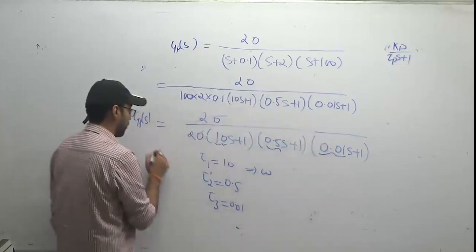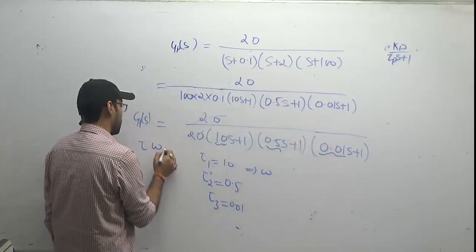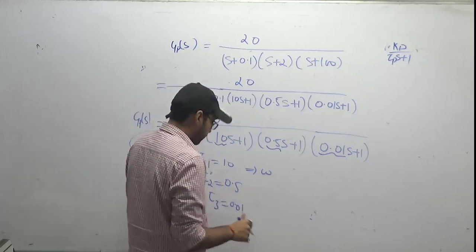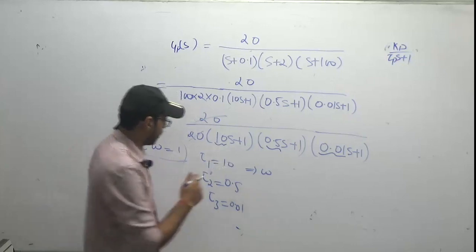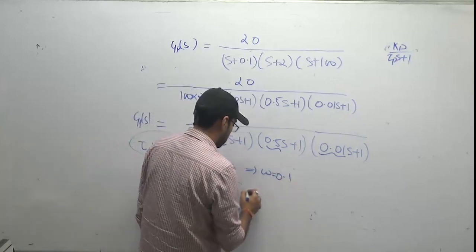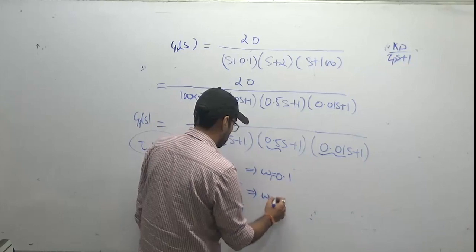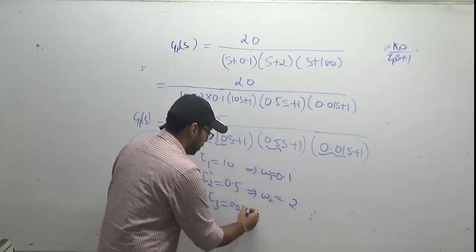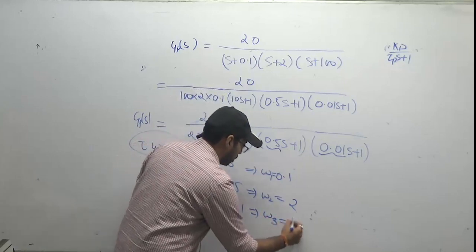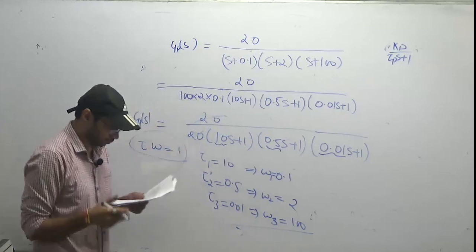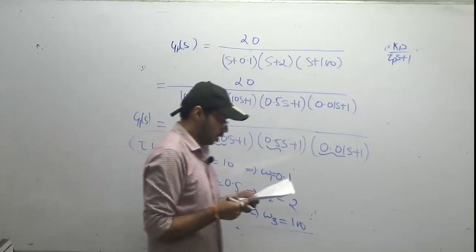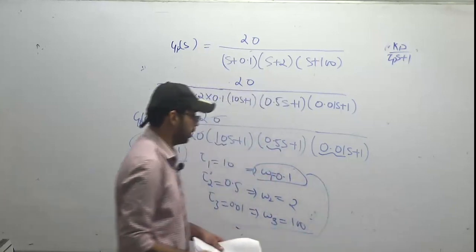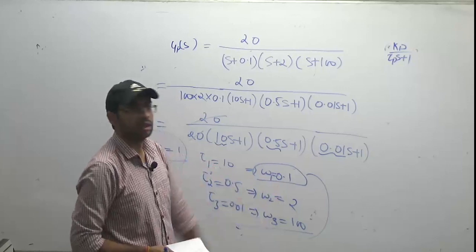See, we know that for corner frequency, omega tau is equal to 1. From there you can calculate the value of omega, right? Now what is the value of omega 1? 0.1. Omega 2? 2. Omega 3? 100. Right. Now, on seeing these 3 values, we can say the low frequency value is 0.1.